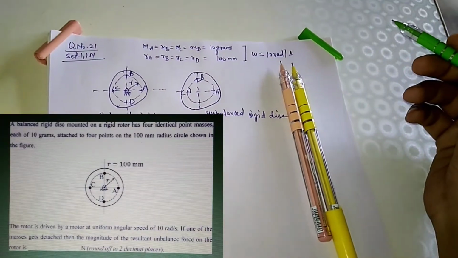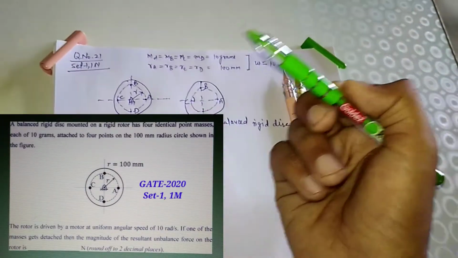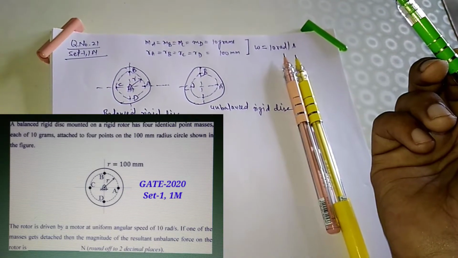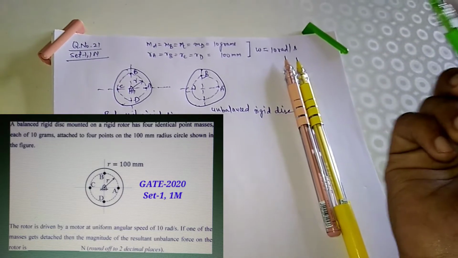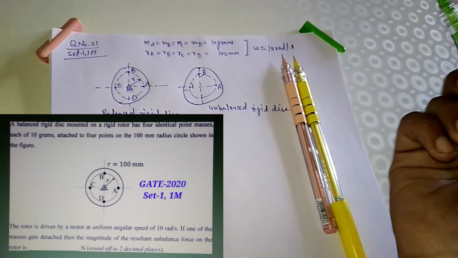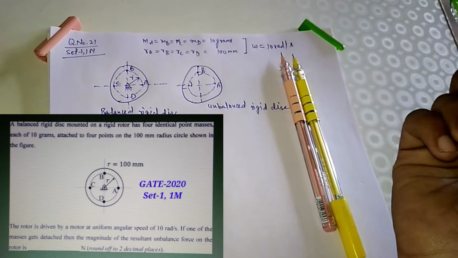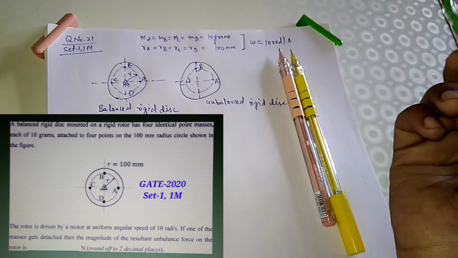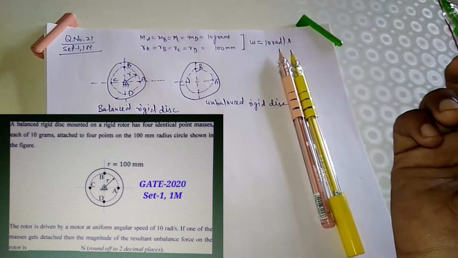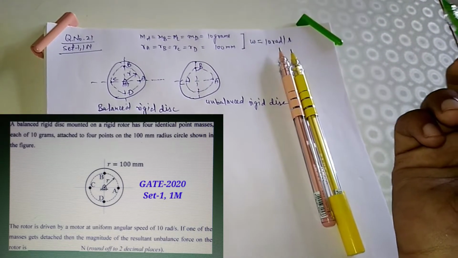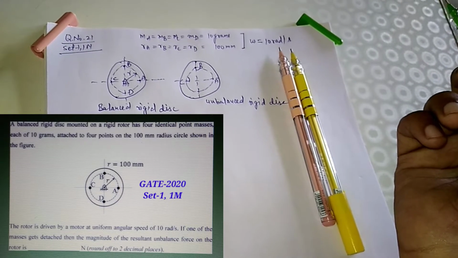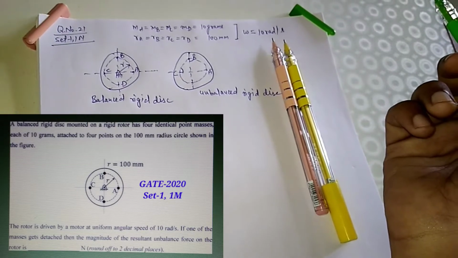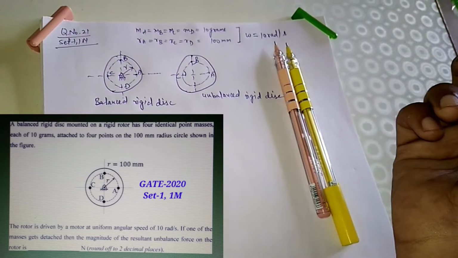Today I will solve question number 21, and this question is from Theory of Machines. The question is on the screen. A balanced rigid disc mounted on a rigid motor has four identical point masses, each of 10 grams, attached at 4 points on the 100 mm radius circle shown in the figure. The rotor is driven by a motor at a uniform angular speed of 10 radian per second. If one of the masses gets detached, then the magnitude of the resultant unbalanced force on the rotor is.